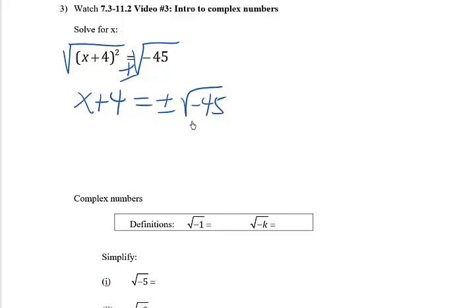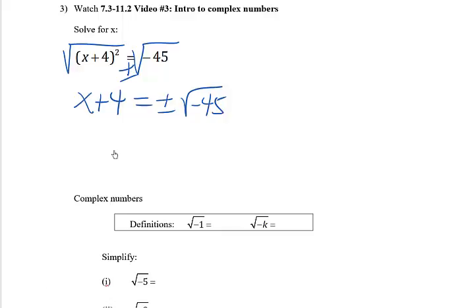Now, as soon as I write that down, you might look at that and think, wait a minute, the square root of negative 45, that's impossible. There's no way I can do that. I can't find a number that you can multiply by itself to get negative 45. This equation has no solution. And you would be mostly right.